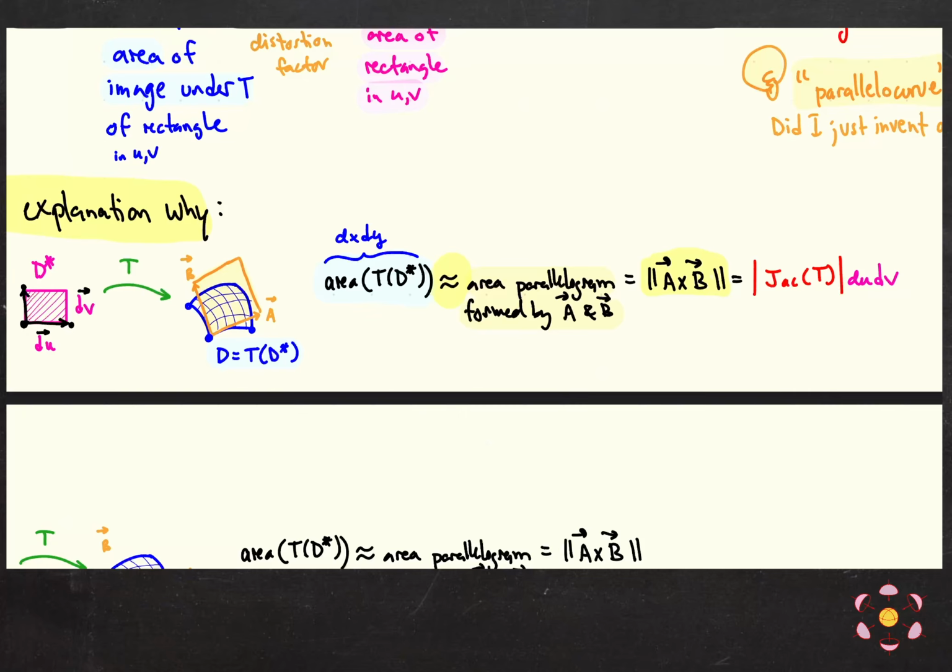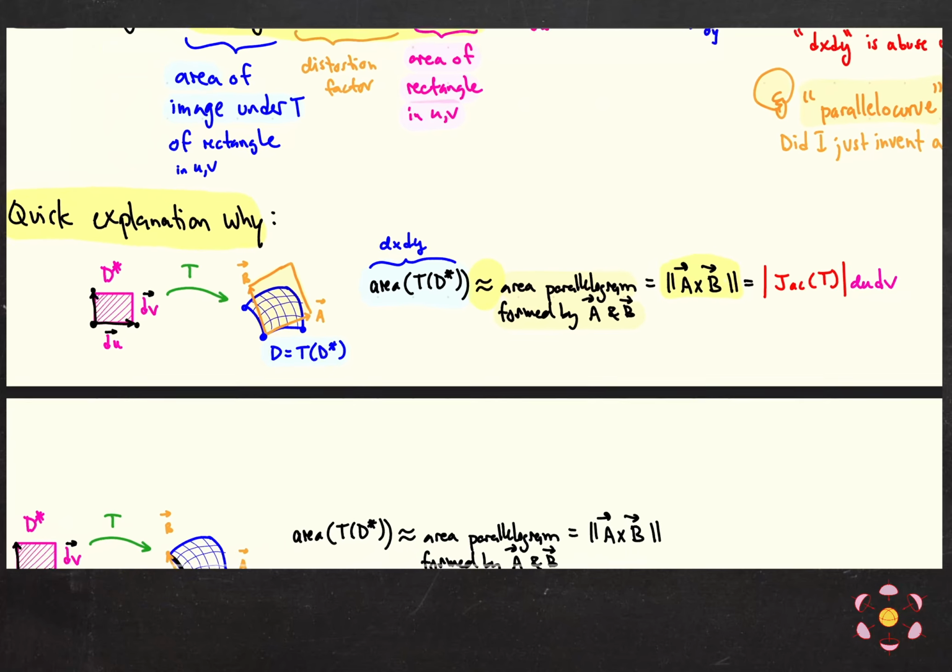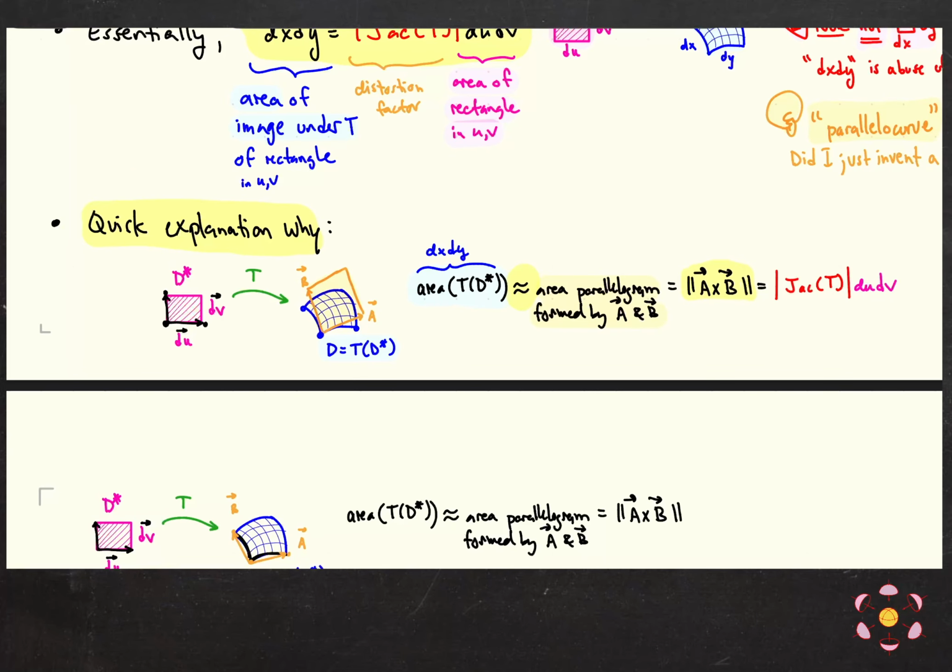Now, how do we calculate areas of parallelograms? Well, we'll use the cross product. Now you might be thinking, hey, wait a minute. Cross products, I need vectors in 3 dimensions. These are vectors in 2 dimensions. And you are correct. However, I'll explain in more detail why that's totally fine. So that's the quick explanation.